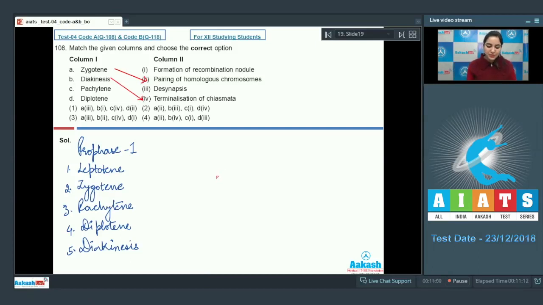Then we have pachytene, which is the third stage. What happens in the pachytene? There is formation of recombination nodule. Then in diplotene, we can see desynapsis happens.